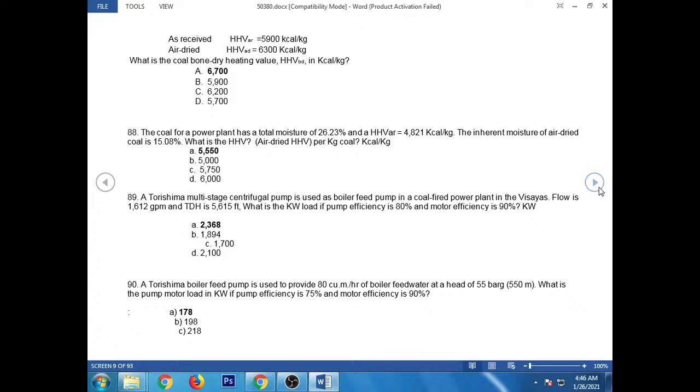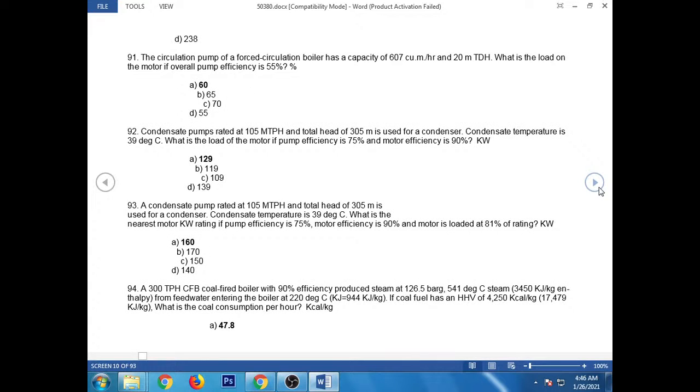A Torishima boiler feed pump is used to provide 80 cubic meter per hour of boiler feed water at the head of 55 bars or 550 meter. What is the pump motor load in kilowatt if pump efficiency is 75% and motor efficiency is 90%? Answer: 178.